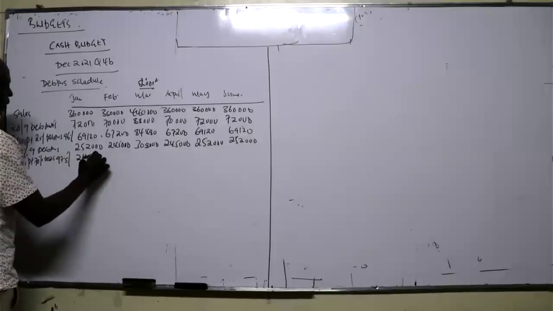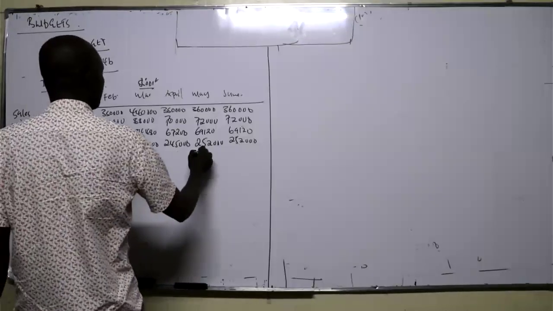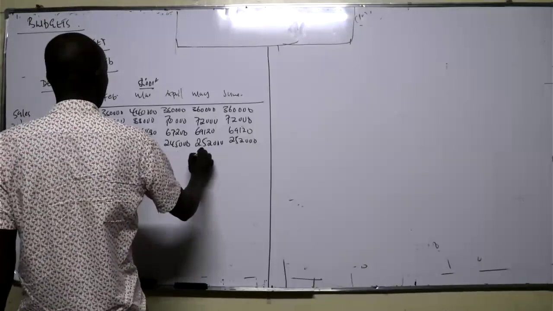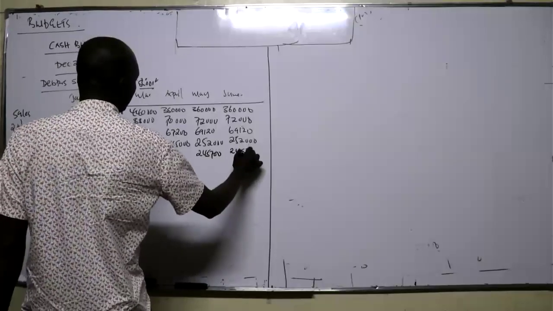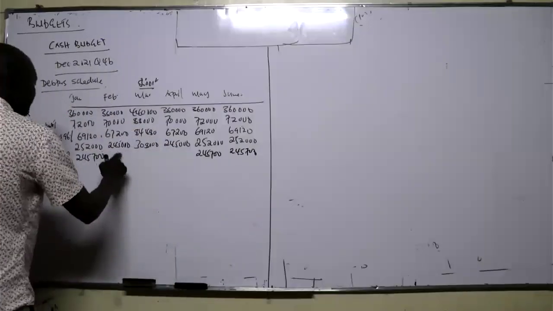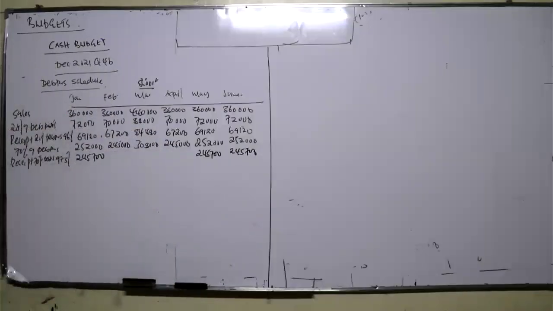245,700, isn't it? 245,700. And this other one, 97.5% of 245,000.